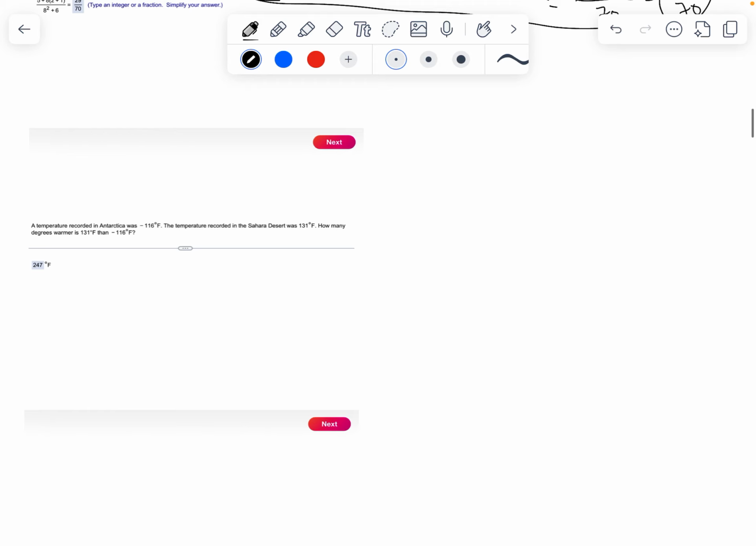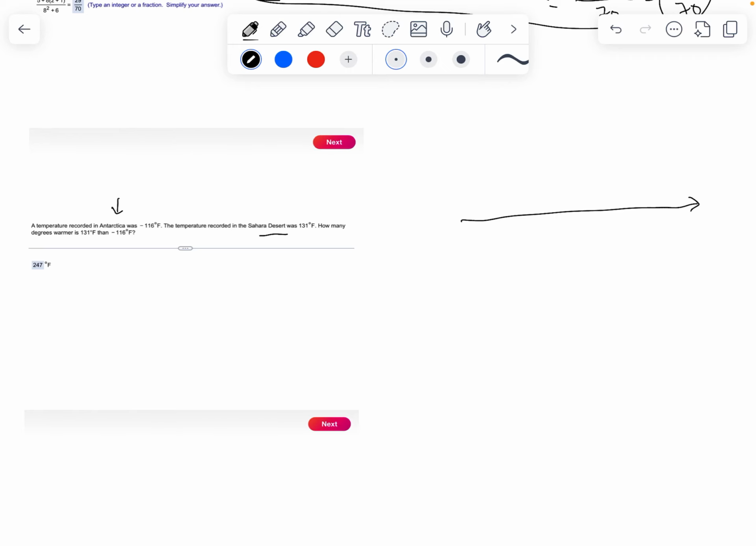Alright, next one, the temperature recorded in Antarctica. Yeah, I did it right. Oof. Antarctica is negative 116 degrees Fahrenheit. The temperature recorded in Sahara Desert is 131 degrees Fahrenheit. How many degrees warmer is 131 degrees Fahrenheit than negative 116 degrees?